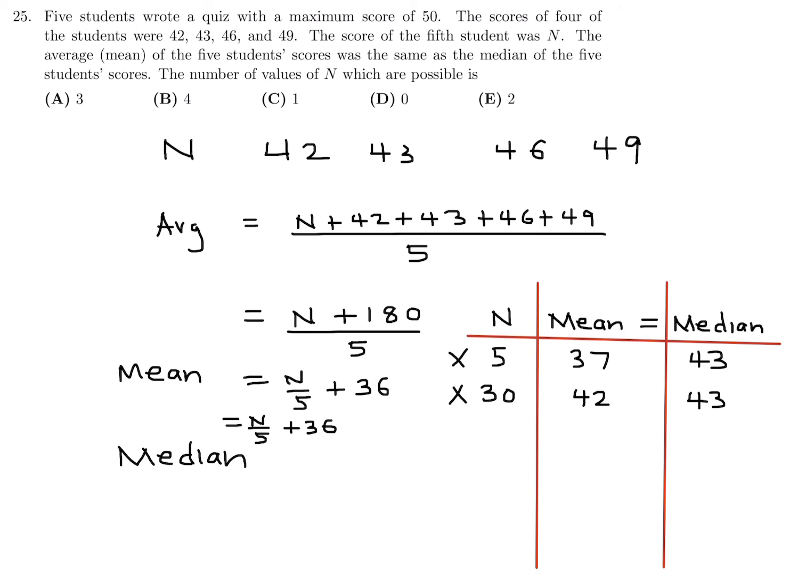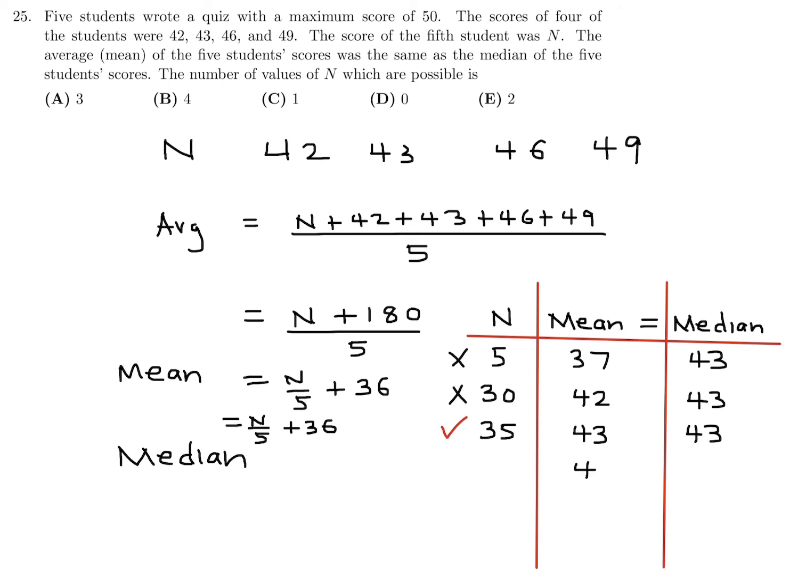Now let's try the next one, 43. If the mean is 43, you can quickly calculate n. 43 minus 36 is 7. 7 times 5 is 35. So we got 35. Now if 35 is the value for n, what is the median of these 5 numbers? 43. And there you go. You just got a value for n for which the mean equals the median. Great. Now we have to see how many more we can get. All right. Let's keep going here.